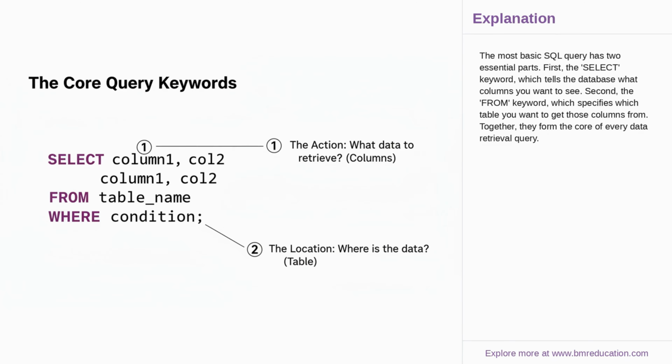The most basic SQL query has two essential parts. First, the SELECT keyword, which tells the database what columns you want to see. Second, the FROM keyword, which specifies which table you want to get those columns from. Together, they form the core of every data retrieval query.